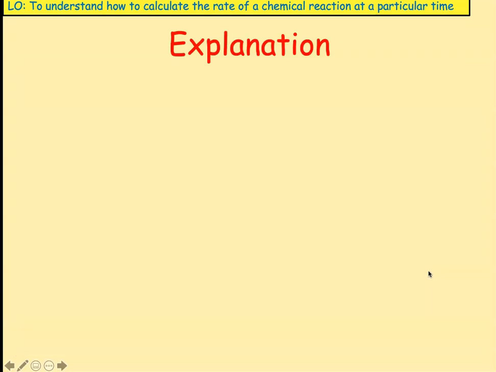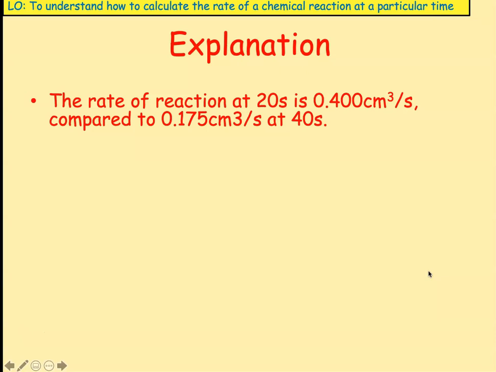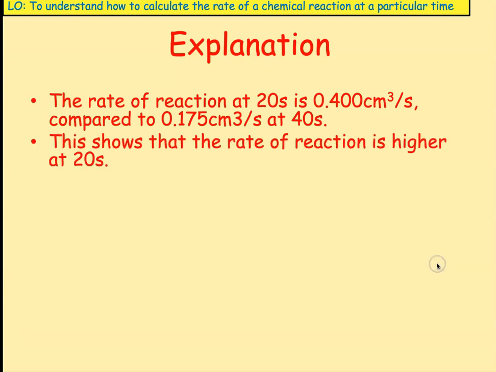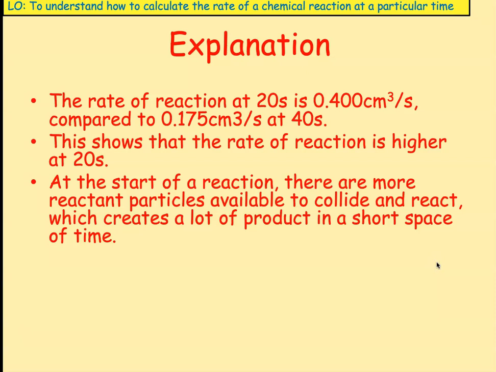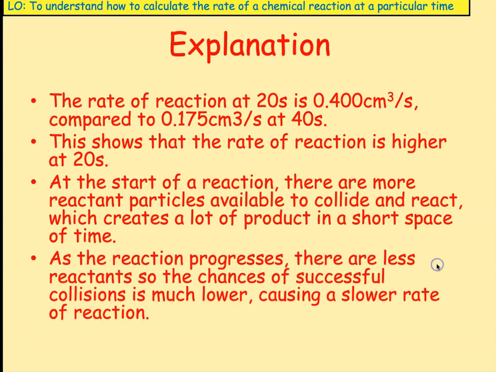Let's try and explain this. Okay, so the rate of reaction at 20 is 0.400 centimeters cubed per second compared to 0.175 centimeters cubed per second at 40. This shows that the rate of reaction is higher at 20 seconds. We know this because there are more reactant particles available to collide and react, which creates a lot of product in a short space of time. But as the reaction progresses, there are fewer reactants, so the chances of successful collisions are much lower, causing a slower rate of reaction.